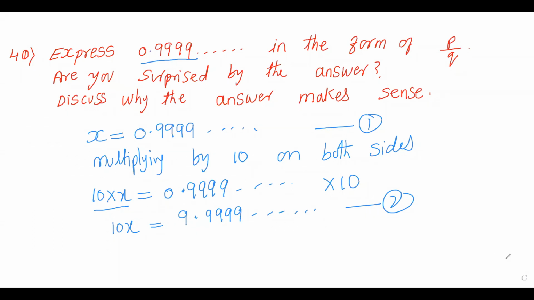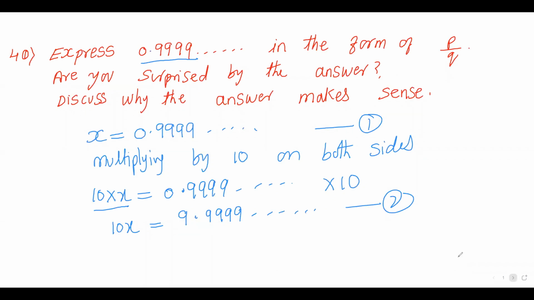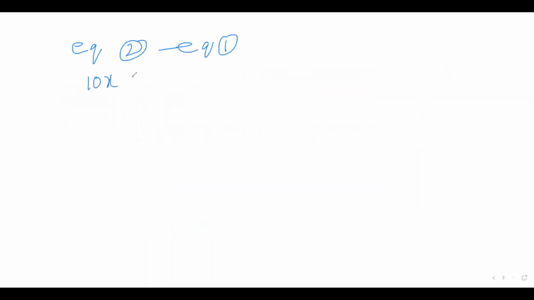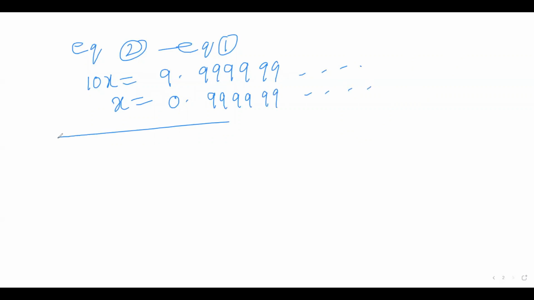Now let us subtract both the equations. Equation 2 minus equation 1. Equation 2 is 10x is equal to 9.999999, so on, and x is equal to 0.9999, so on. So on subtraction, 10x minus x is 9x.